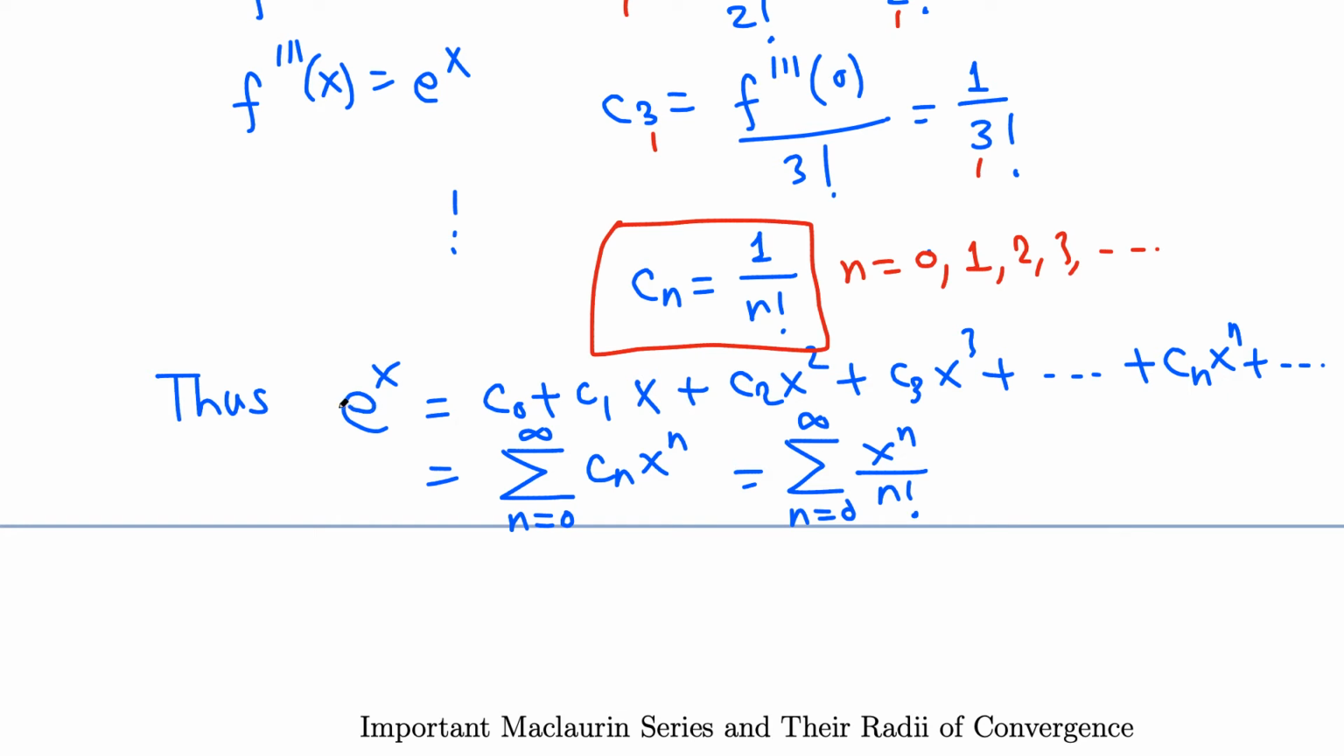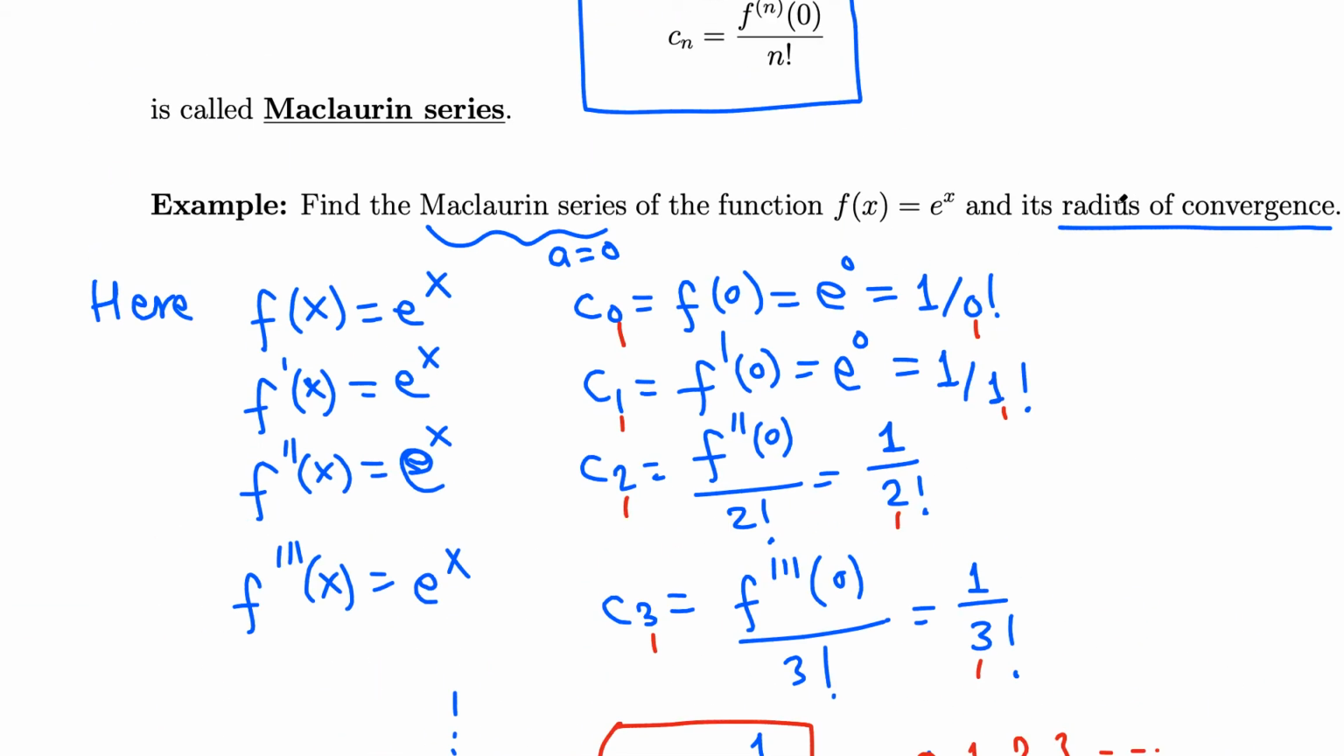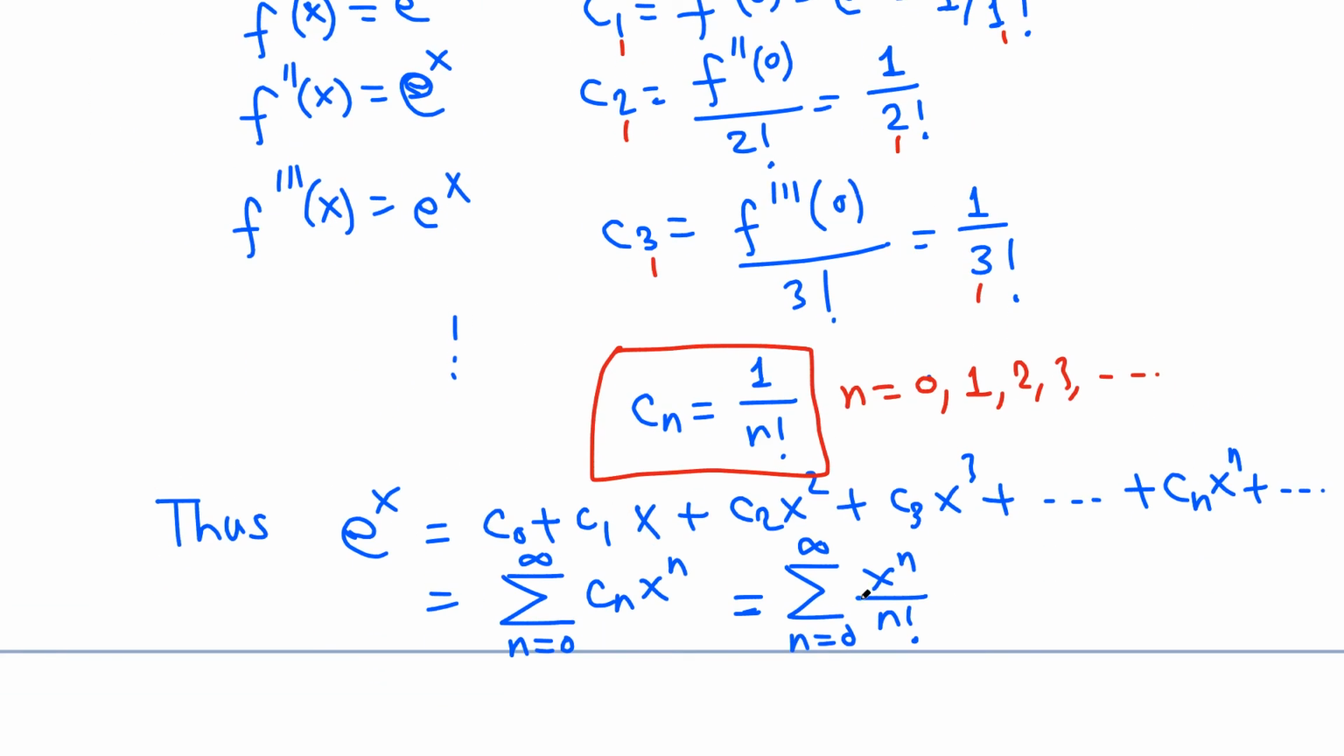So e^x, this exponential function, is given by this Taylor series expansion. And this Taylor series is about the center 0, so a Maclaurin series, by the way: the sum of x^n over n factorial. Now next, the question asks us to find the radius of convergence, and we know how to find that.